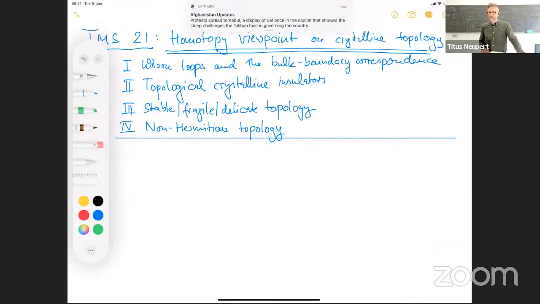Okay, so again, if you have questions, type them up. I'm looking at the Q&A and we'll be seeing that. And if not, then I'll be reminded of it. All right, so let's go and talk about Wilson loops. So that's section one.